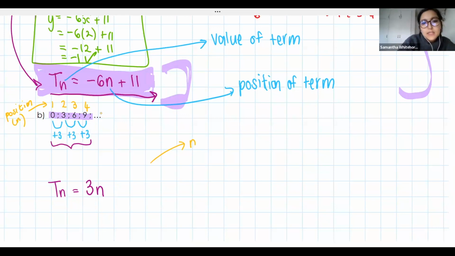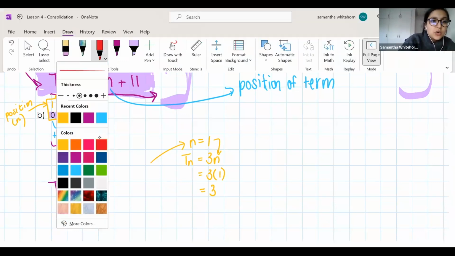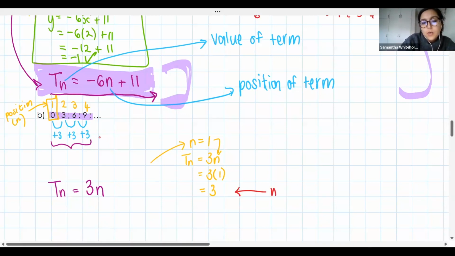If we now say n equals 1, so we take our formula and substitute 1 in place of n, we know that we want an output value of 0. So this would be 3 times 1, and that gives me 3. However, remember, I've just said I don't want 3. I want a tn value of 0. So now my question is, how do I go from 3?